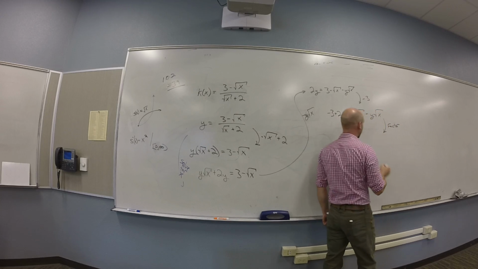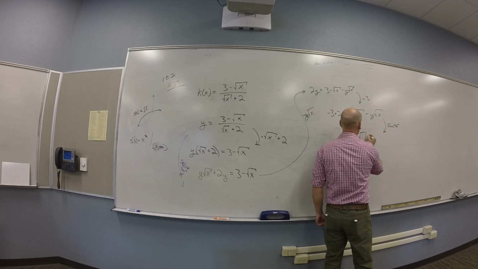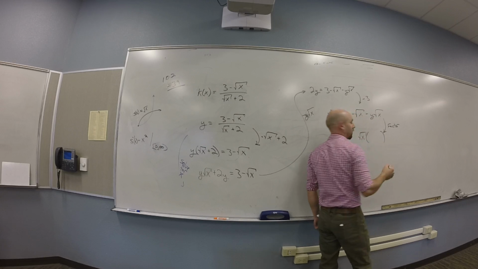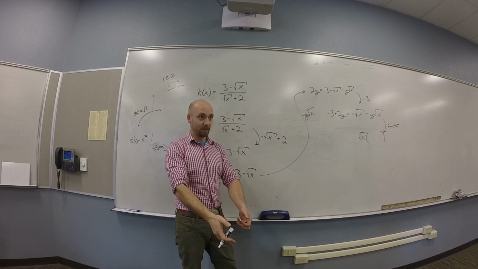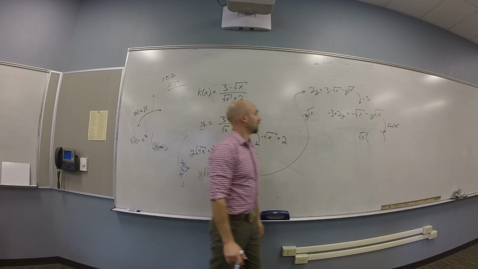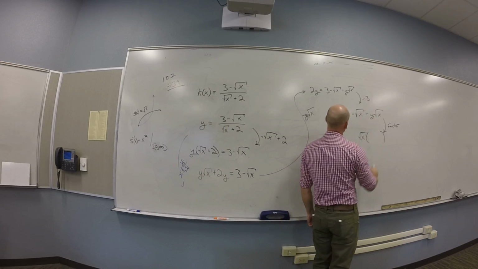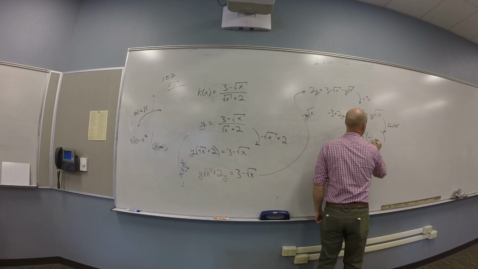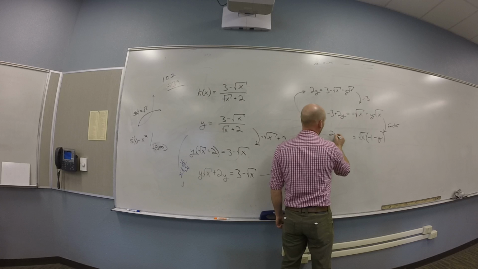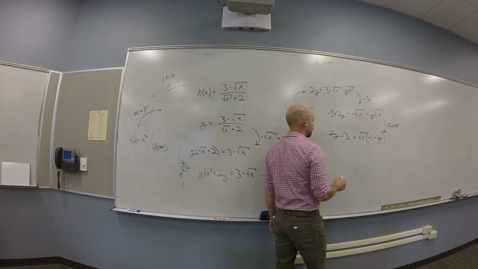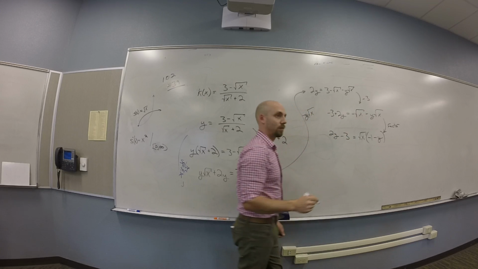Why do I think factoring is a better idea than whatever else? Yeah, it isolates, because I want 1 x by itself, right? What am I left with in there? Negative 1 minus y. And on the other side here, I got a 2y minus 3. Then what? Divide by negative 1 minus y.